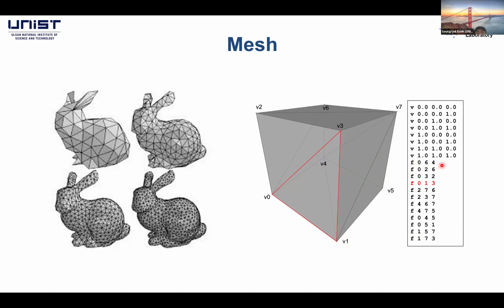So this format is indeed saying that when describing a certain mesh, we need vertices and faces. A vertex is composed of an XYZ coordinate, and a face is composed of indices of vertices. Three vertices compose the face. This is the mesh representation.